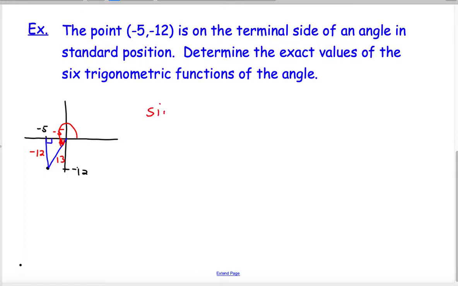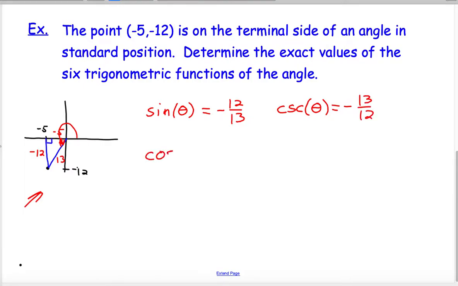We've got sine of theta. And let's draw my arrow again. So the sine of theta is going to be opposite over hypotenuse, negative 12 over 13. So let me go ahead and do the cosecant, which is the reciprocal function of sine, and that'll be negative 13 over 12.